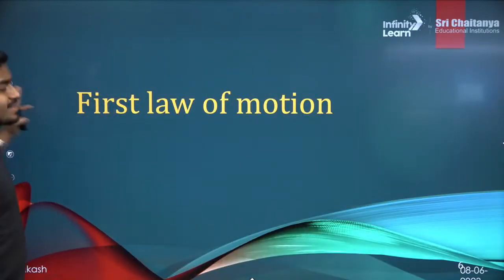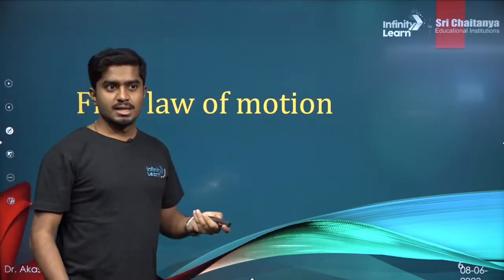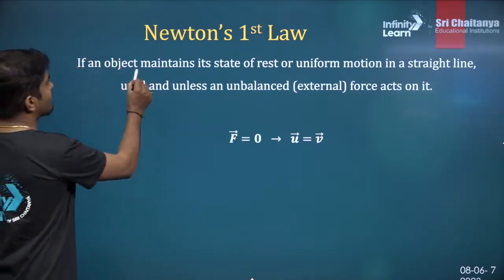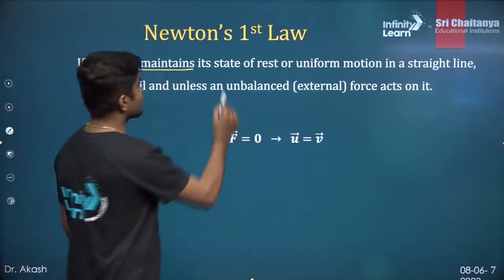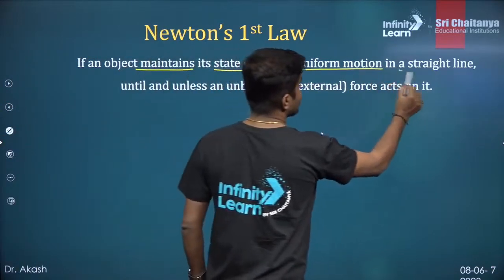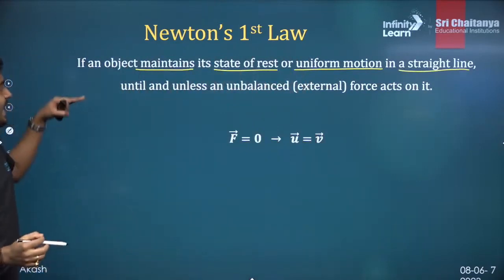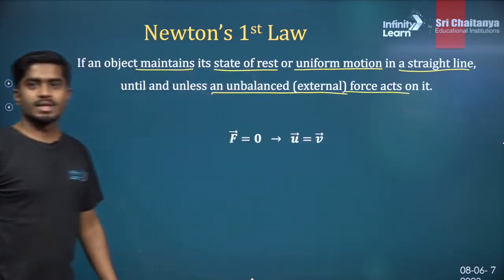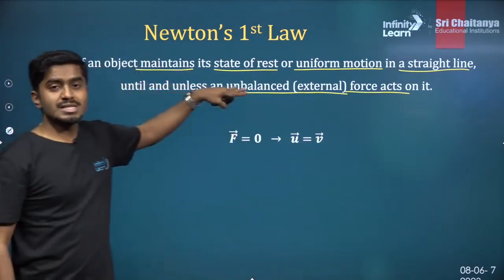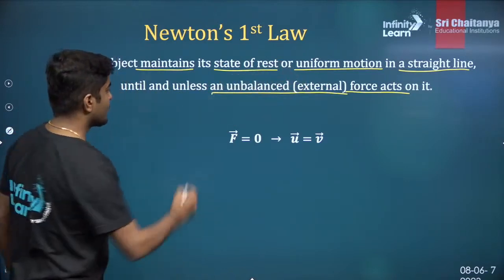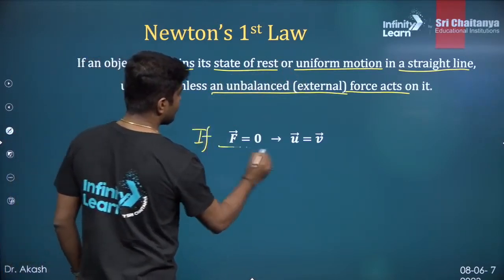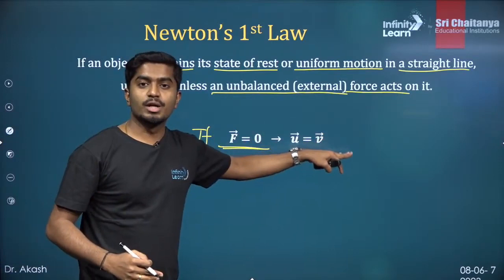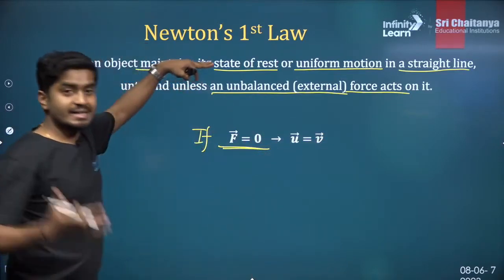Now let's learn what the first law of motion is. There is a statement given by Newton. It says an object maintains its state of rest or uniform motion in a straight line until and unless an unbalanced or external force acts on it. So what does it say? Let's suppose the external force is 0. If the external force is 0, that means the initial velocity should be equal to the final velocity. Okay, I'll break it down.